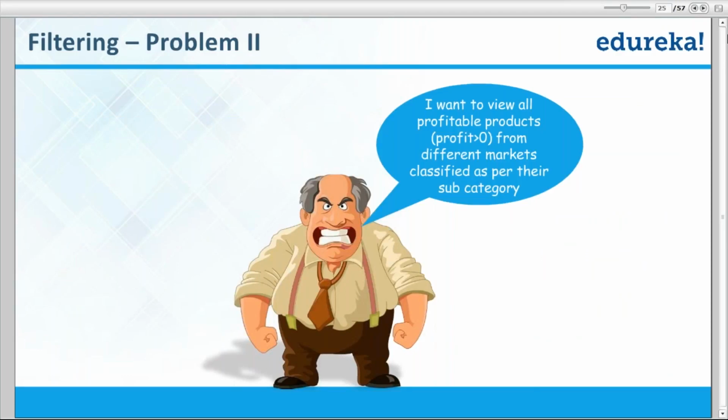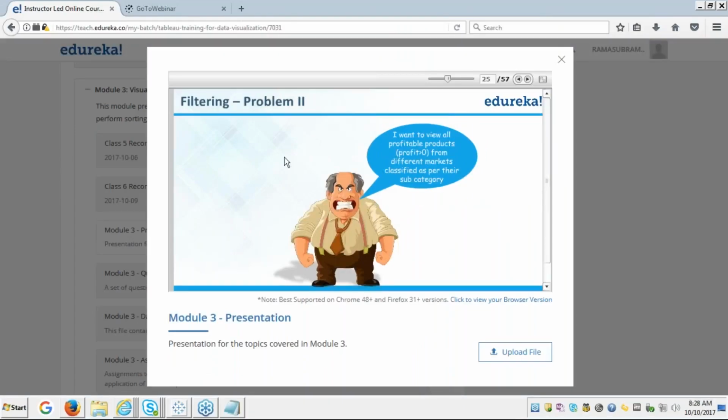Okay. And the second problem is the answer for your question there. So friends, can you let me know the answer for this one? I want to view all profitable products from different markets classified as per their subcategory. Here this is the same thing, but they wanted to see all profitable products alone. Can you all try this one and let me know, friends, how to do this?